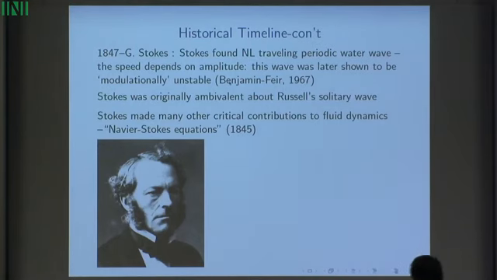And there's Stokes, 1847. He found a nonlinear periodic wave. And he found the speed depends on the amplitude. Major result. He did not, in those days, early on, apparently believe Scott Russell, despite the fact that the speed-amplitude relationship was critical, and that's not something you see in linear waves. So it took him quite a while to come around. He made many other critical contributions to fluids. Can't ignore the fact that he came up with the Navier-Stokes equations, which we use every day.